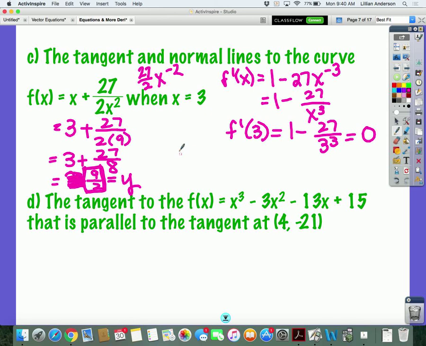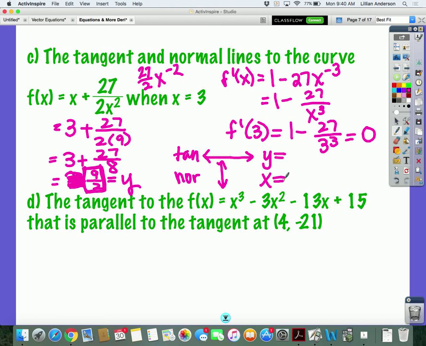So your tangent line is horizontal. Horizontal lines, what are their equations? Y equals. So, if the tangent line is horizontal, that means the normal line is vertical. Horizontal and vertical lines make perpendicular lines, okay? Vertical lines have the equation what? X equals. So to write your equation of your tangent line and your normal line, you basically just need the points.